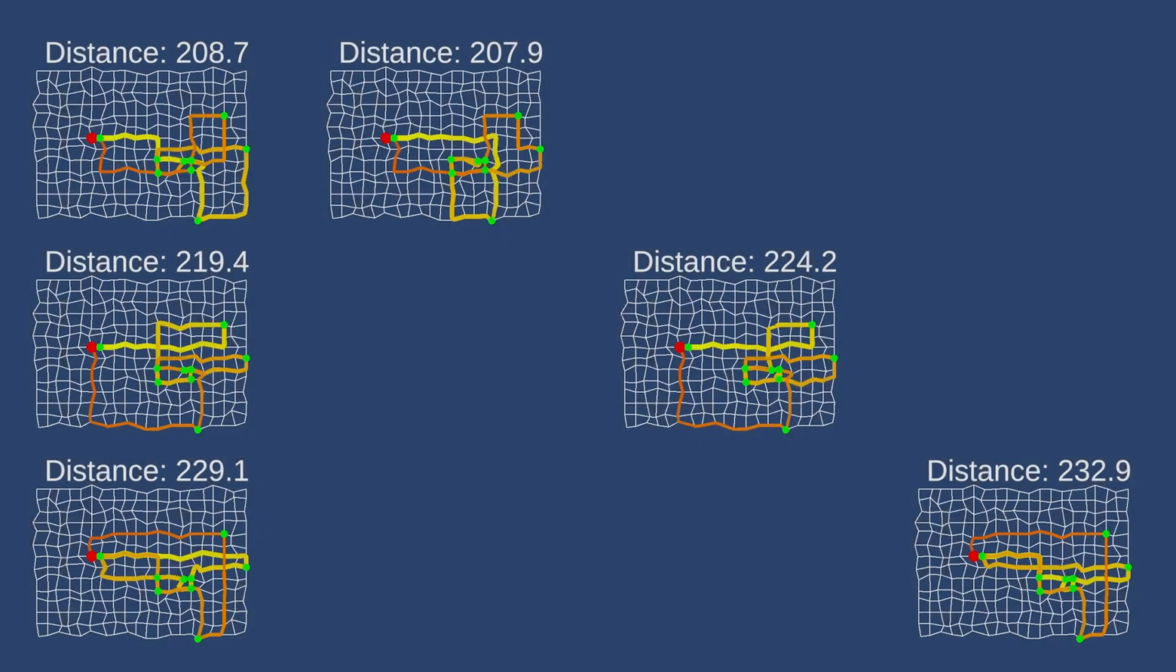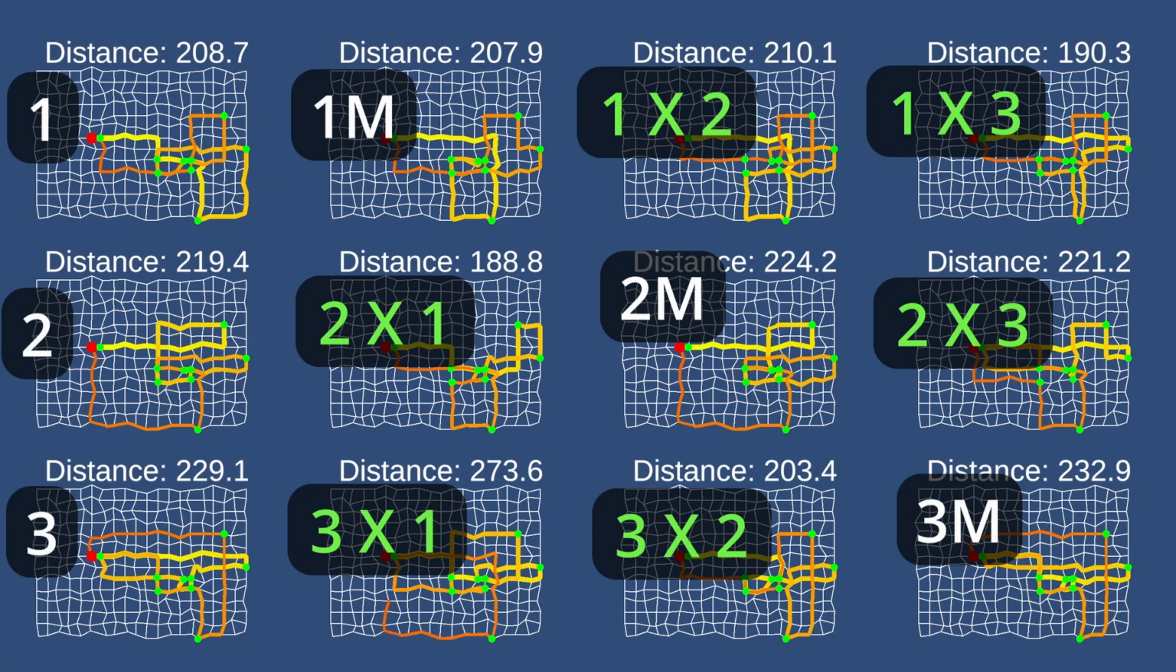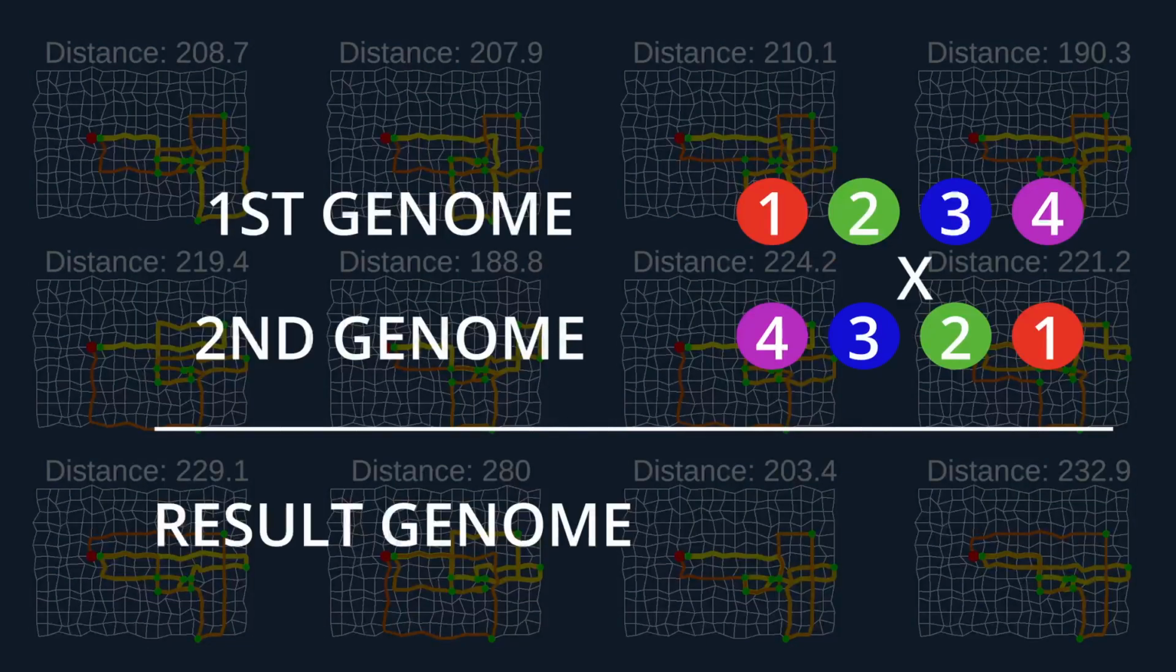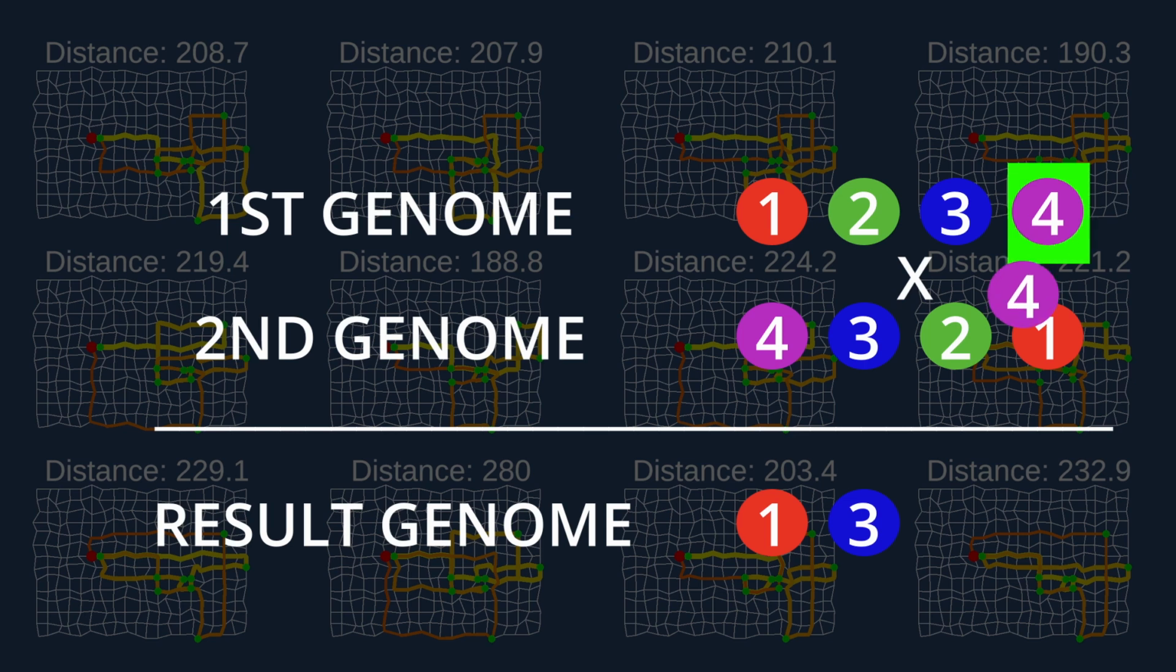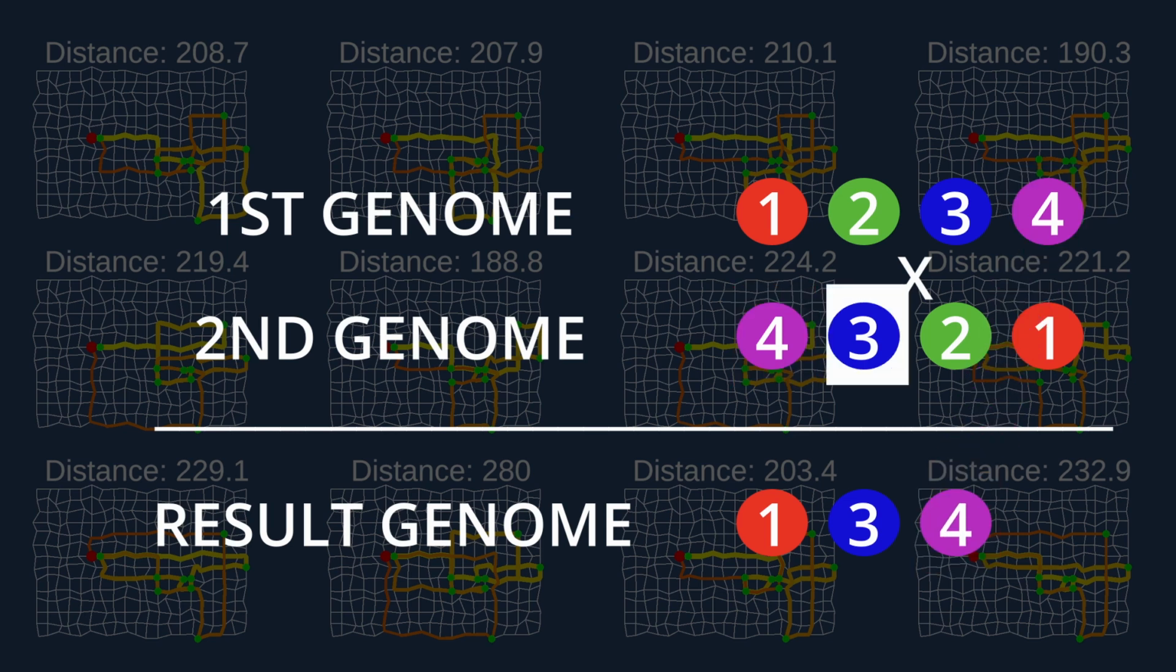Now let's introduce the concept of crossover. Each route is considered a genome, and crossing involves taking points from 2 routes to create offspring. If a point is already taken, the algorithm moves forward along the parent route's path to find the next available point, ensuring the validity of the offspring routes.